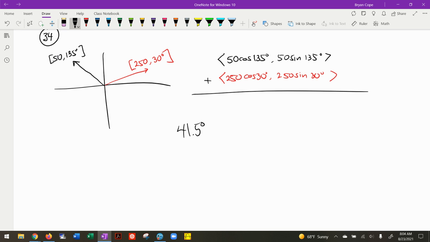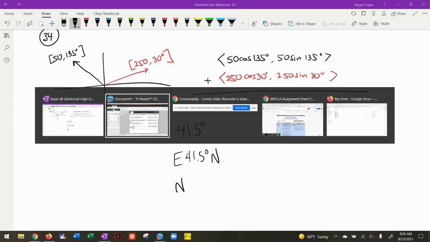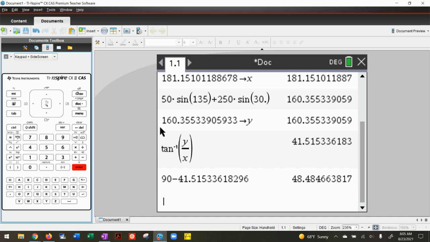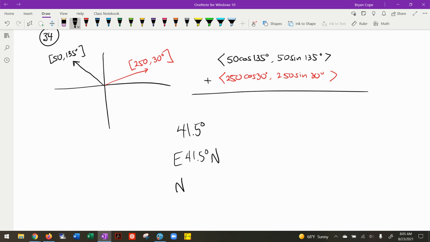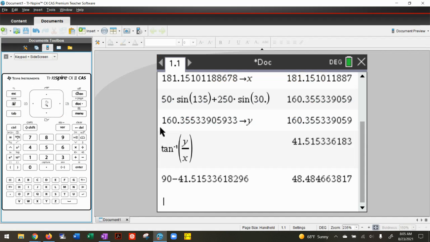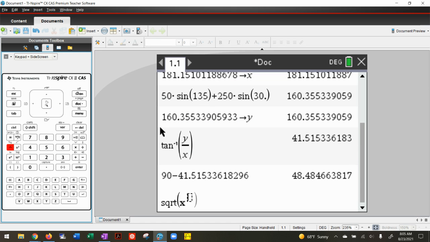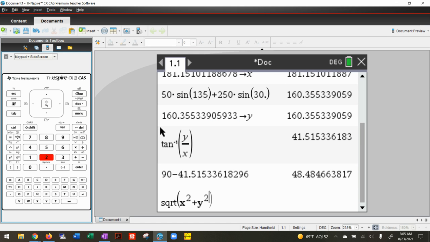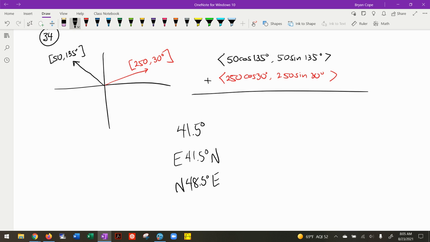Or you could write that in a way like this. You could say east 41.5 degrees north. You could do it like that, or you could reference it from north as well. You could say north, and then what would that be? 90 minus 48.5. So north 48.5 degrees east would be another option. And then for magnitude, we'll do the square root of x squared plus y squared. So 241.9 kilometers per hour.